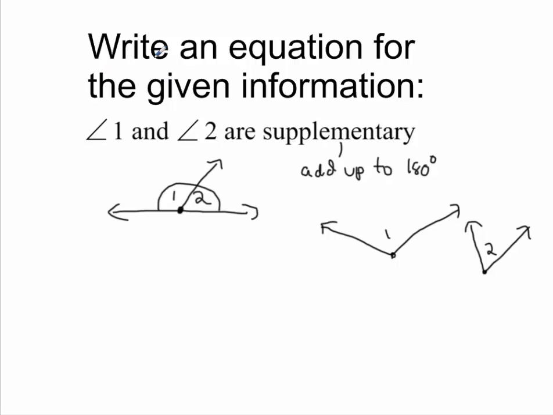So they just want me to write an equation. So here's what we do for this one. If I want to talk about the measure of angle 1, then I would say the measure of angle 1, where M means measure, plus the measure of angle 2 is equal to, well, they're supplementary, so the two measures have to add up to 180 degrees. So again, M is for measure, so we say the measure of angle 1 plus the measure of angle 2 is equal to 180 degrees.